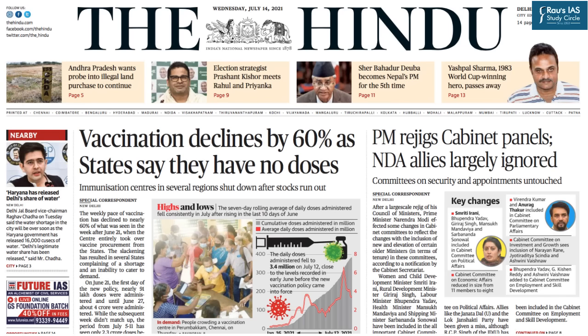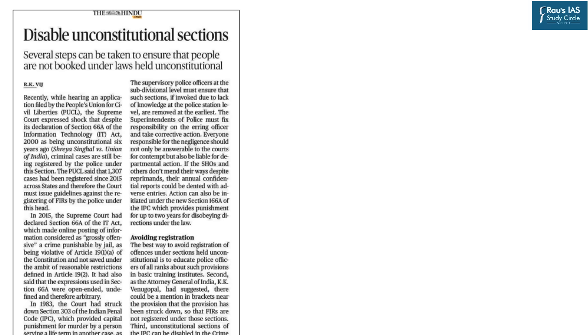We are going to have a discussion on today's newspaper, The Hindu, Delhi edition, dated 14 July 2021. We shall pick up articles important for our civil service exam and discuss them as per the demand of the exam. This article is from page number 7, Disable Unconstitutional Sections.